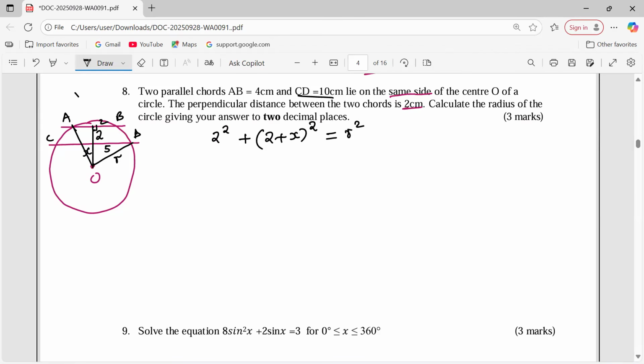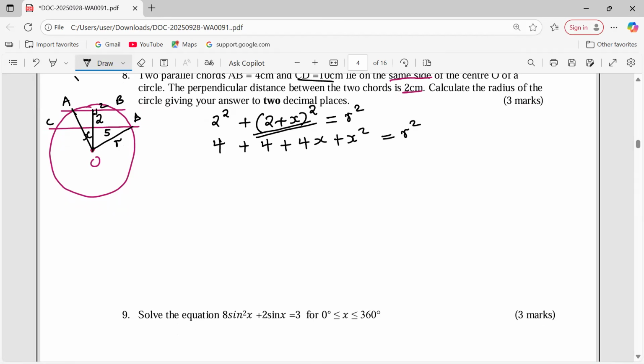So we can expand this. 4 plus 4x plus x squared equals r squared, like that. That is a quadratic expansion. When we are squaring, the square of 2 is 4, then 2 times 2 and x, then x squared. We can group some terms here and have 8 plus 4x plus x squared being equal to r squared.